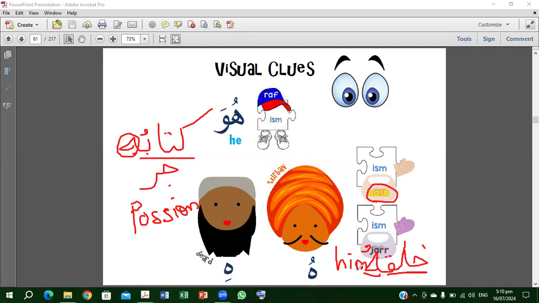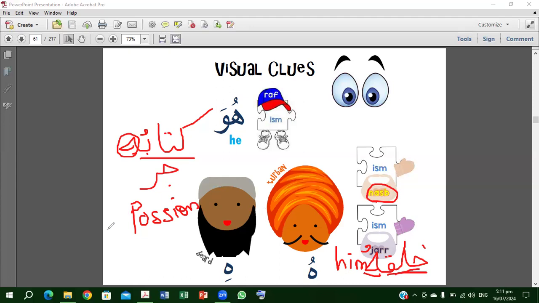So him is in the status of nasab when this hu is attached to a verb. But kitab is a noun, and when a pronoun is attached to a noun, the status is jar, and it shows possession, like Kitabullahi, the book of Allah, right?